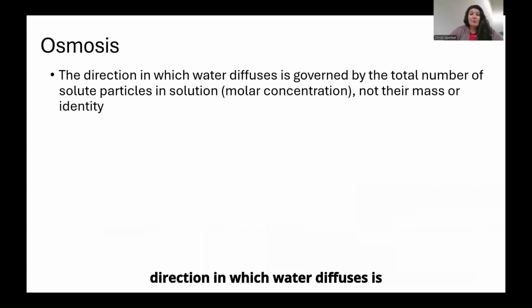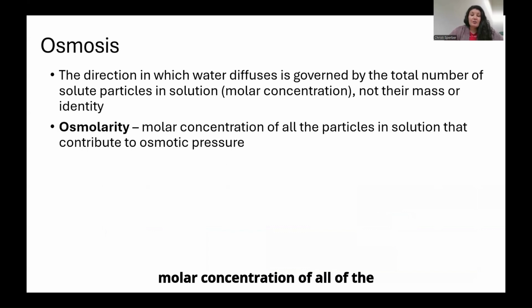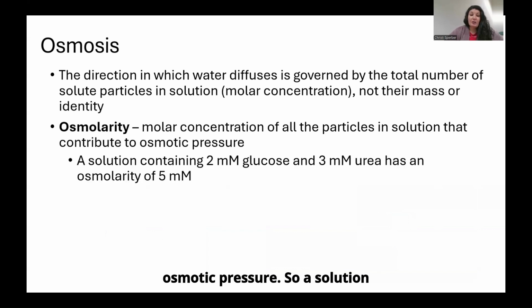The direction in which water diffuses is governed by the total number of solute particles in the solution, or the molar concentration, not by their mass or identity. Osmolarity is the molar concentration of all the particles in solution that contribute to osmotic pressure. So a solution containing 2 millimolar glucose and 3 millimolar urea has a total osmolarity of 5 millimolar.